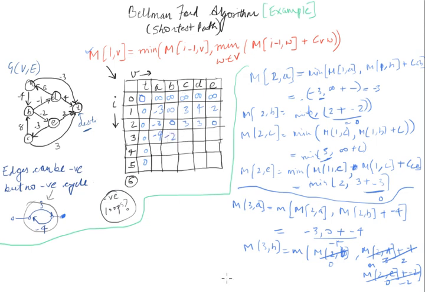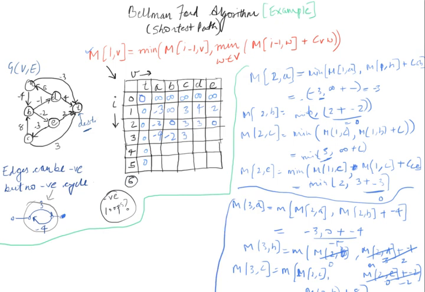Now C3, minimum of 3C. The value 3C would be the minimum of M2C, or C is connected to B, M2B plus cost BC, which is 8. This is M2C is 3 and 2B is 0 plus 8. So the minimum here is 3. I'll write down 3 here.